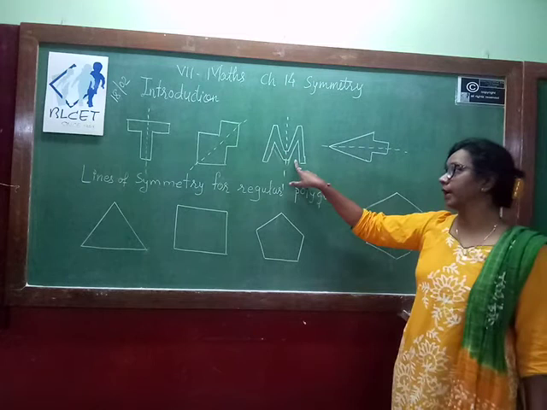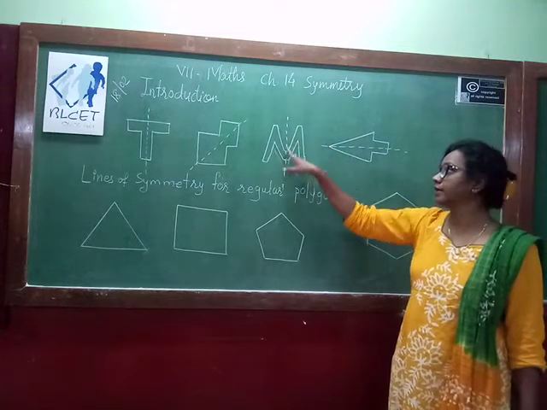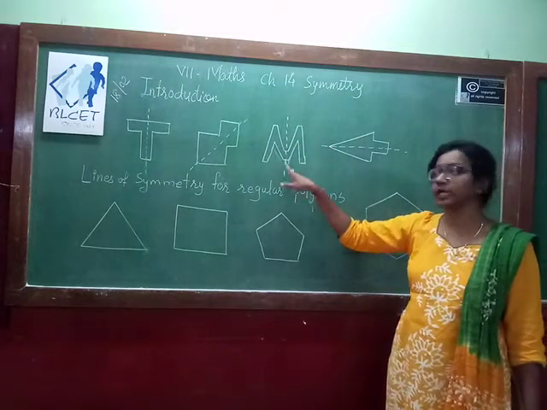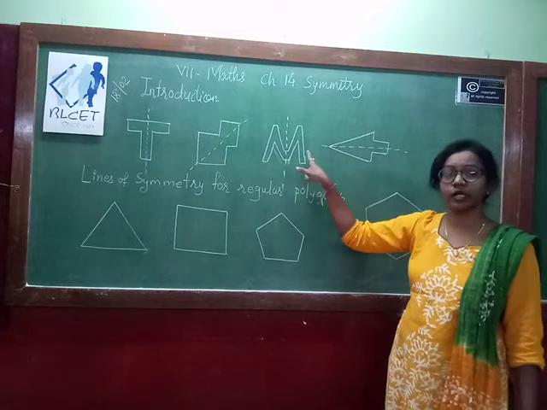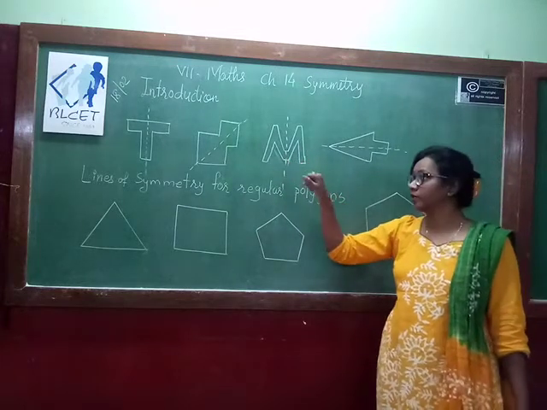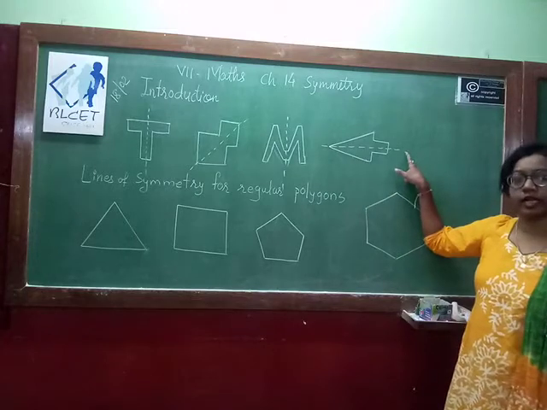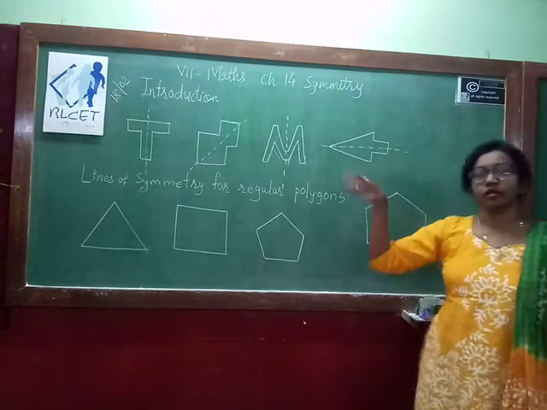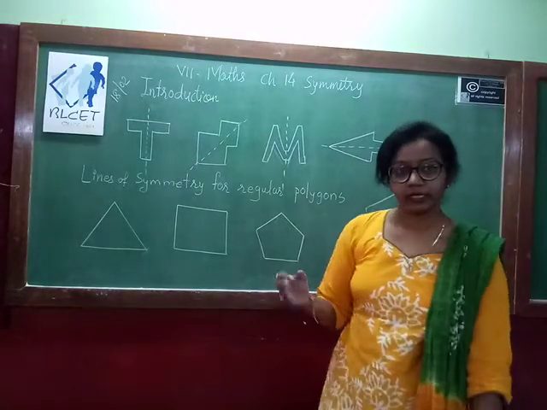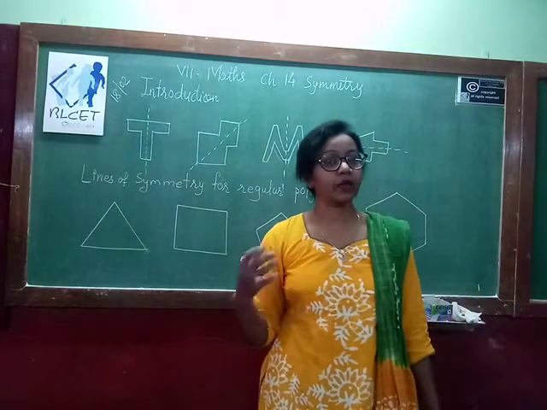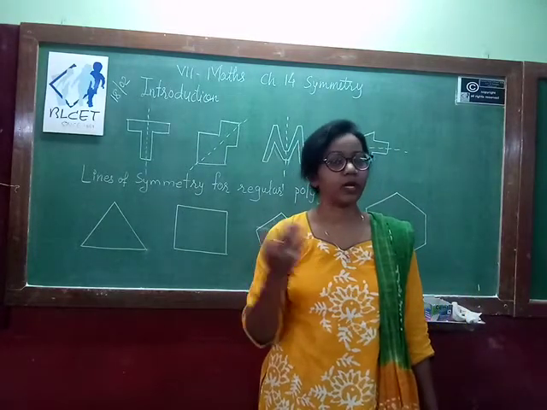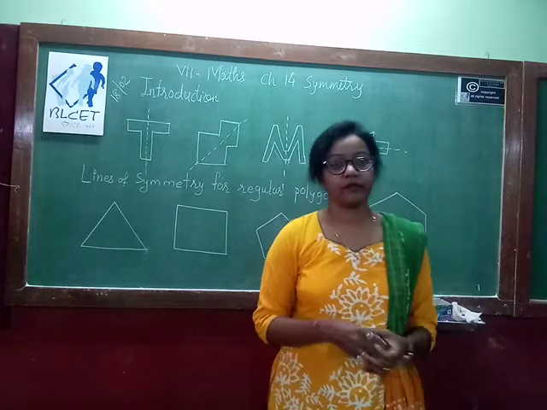If you draw the alphabet M and draw the line from the middle, you again get two parts similar to each other. So this is one line of symmetry. This is your vertical line of symmetry. There are so many alphabets from A to Z in which you get a horizontal line of symmetry or a vertical line of symmetry.